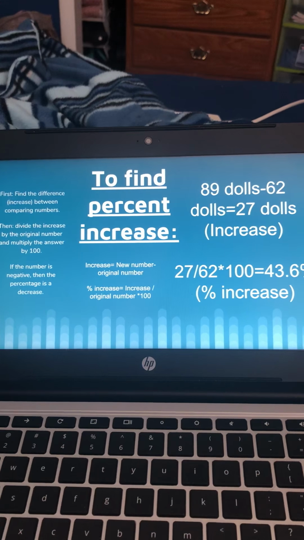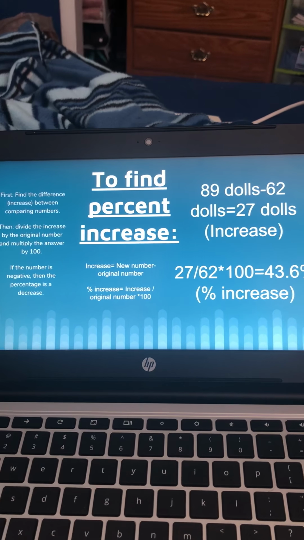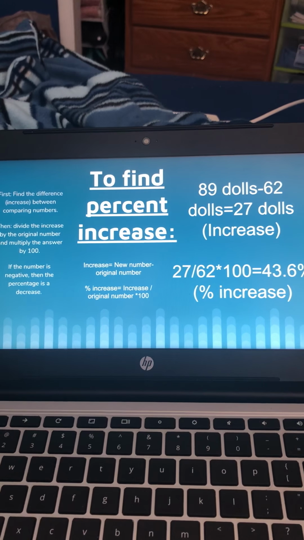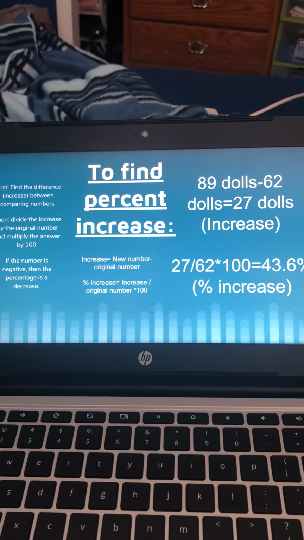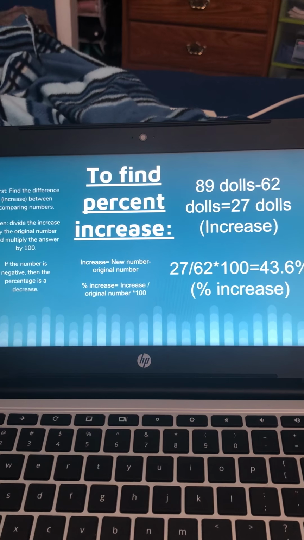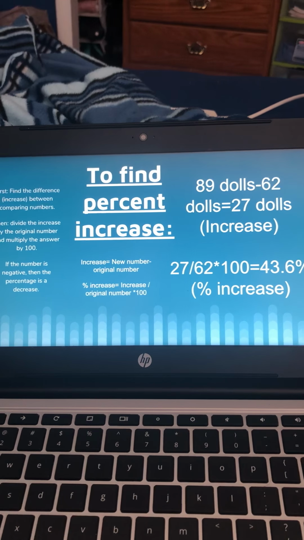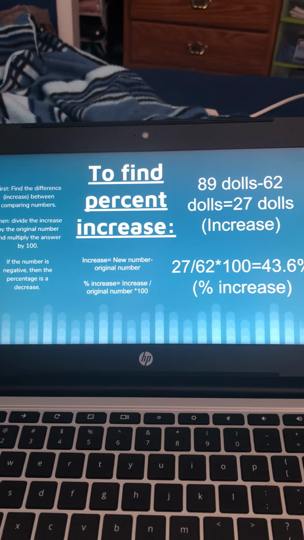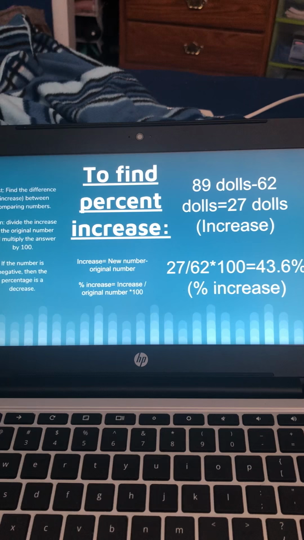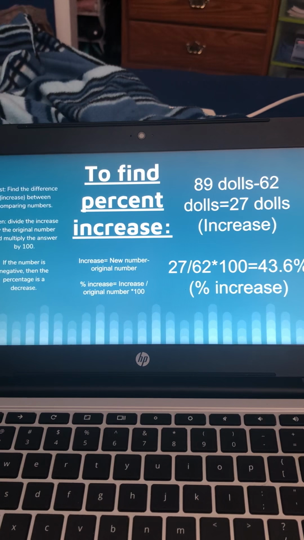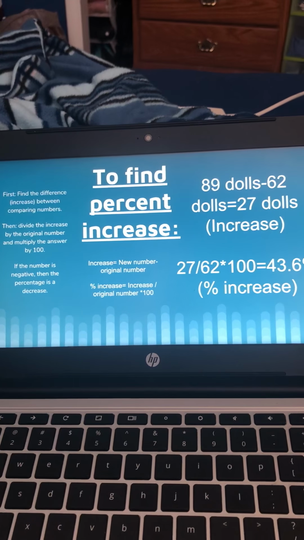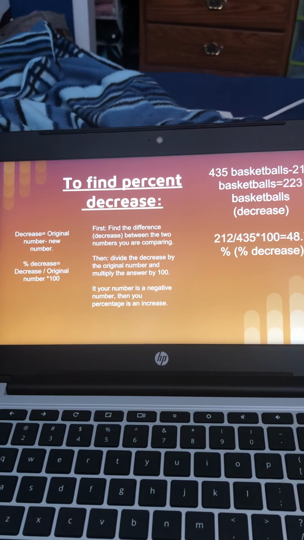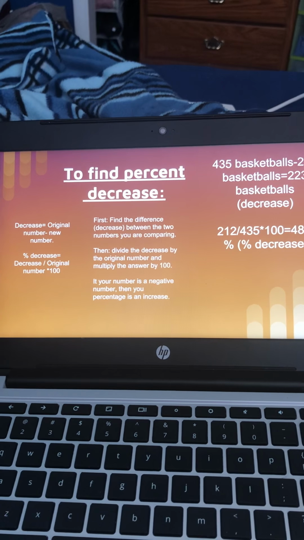So how you would do it, from the example right here, you would take $89 and subtract $62, and you would have a $27 increase. You would take the number 27 divided by 62 and multiply it by 100, and your answer would be 43.6%, and that is your percent increase.